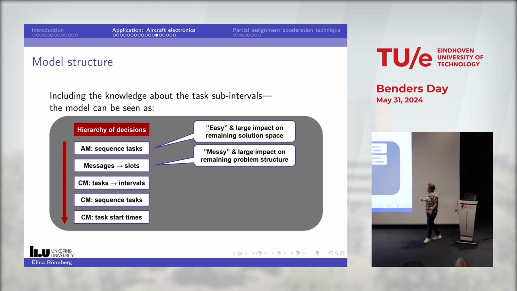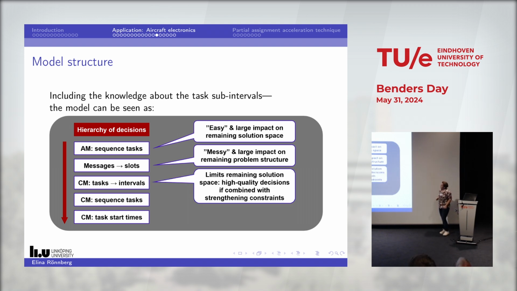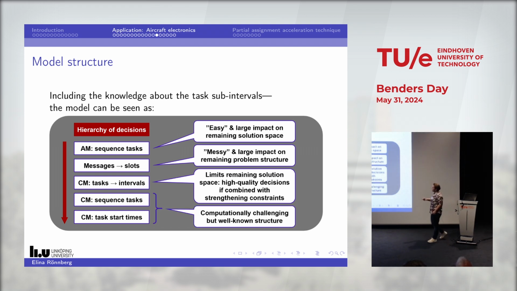The message to slot assignments are the messy part of the model, and they have a large impact on the remaining structure if you can fix those decisions. If you assign tasks to intervals on these communication modules, it reduces the solution space with these intervals that I showed you. So if you can make good decisions there, then you can reduce your problem quite a lot. And what remains then is this sequencing of tasks. But that's a rather well-known structure, so there's more to use there.